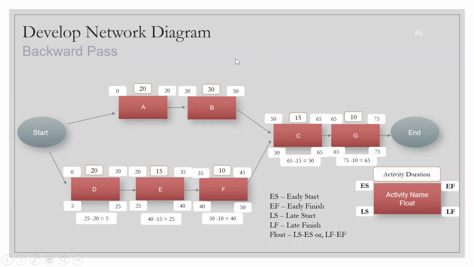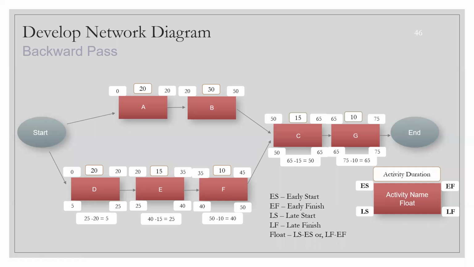So if I look into item G, I am seeing that I don't have a buffer because this late start minus early start, like 65 minus 65, is 0. Similarly, late finish minus early finish, like 75 minus 75, is 0. There is no buffer. But when I look into activity D, then I see that late start minus early start, which is 5 minus 0, is 5. Similarly, late finish minus early finish, which is 25 minus 20, is also 5.